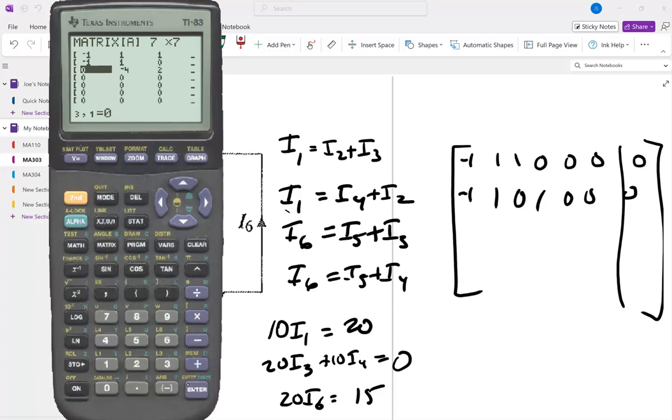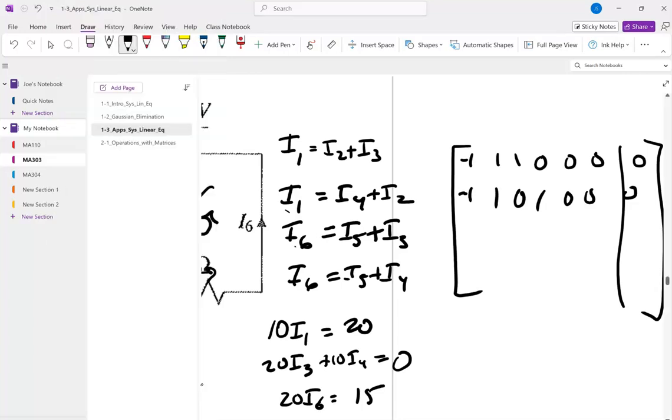Next one. 0, 0, 1, 0, 1, 1. It's going to be -1, won't it? So you've got to move the I6 to the other side. And then 0 again. Okay, so that one, if I move the I6 over, you'll have 0, 0, 1, 0, 1, -1, 0.